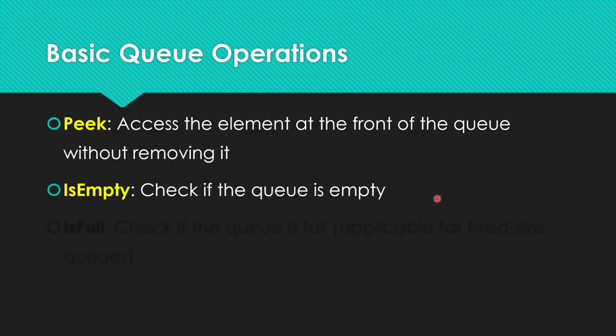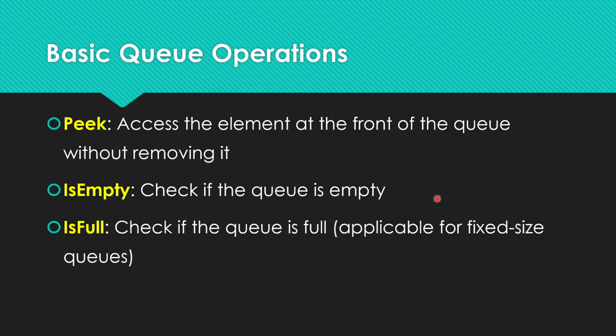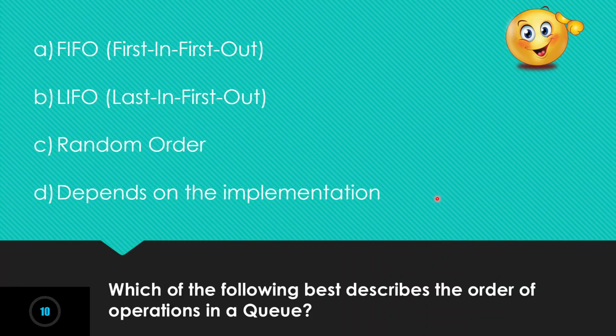Then we have the is empty operation, which is used to check if the queue is empty, and we also have the is full operation, which checks if the queue is full. And this is only possible when you are implementing a fixed size queue, most of the time when you're using a list to do so. So here we have a quiz for you. Try and jog your mind and see whether you're going to get it right.